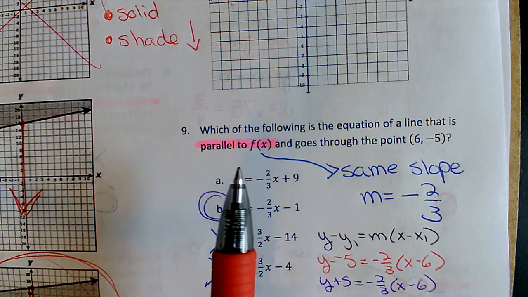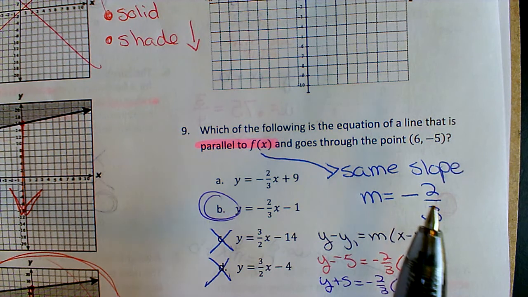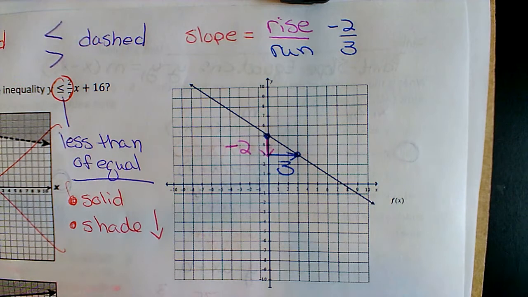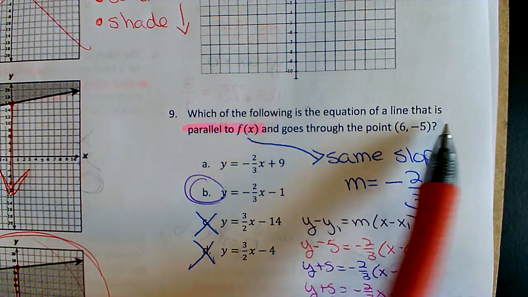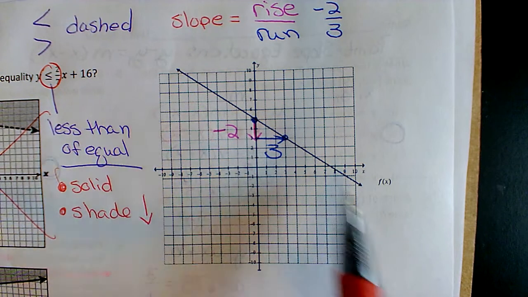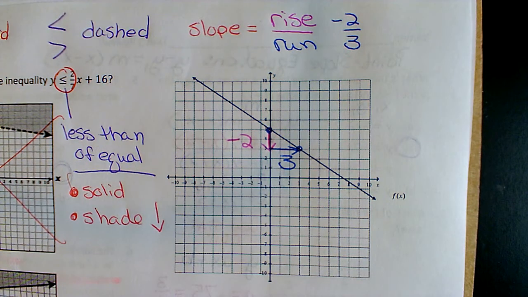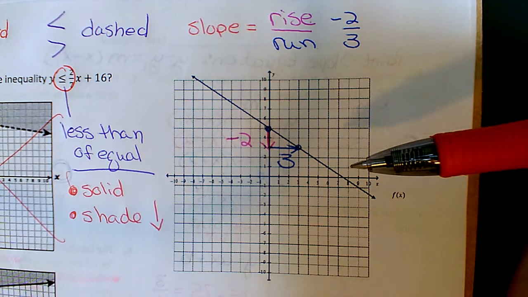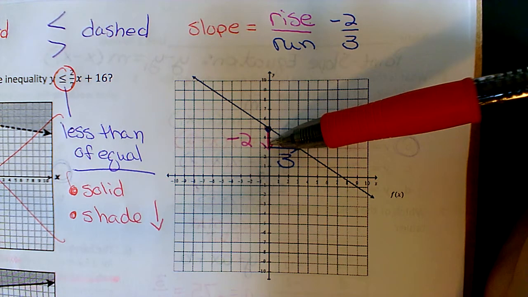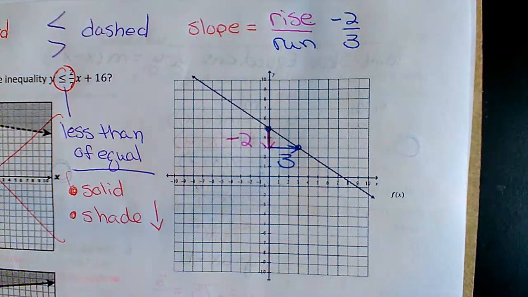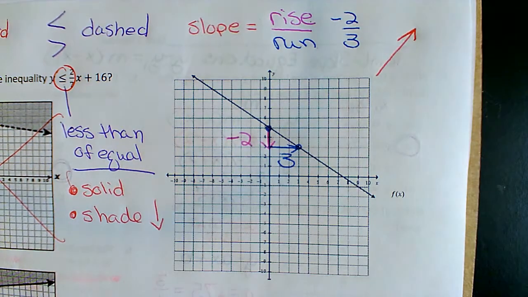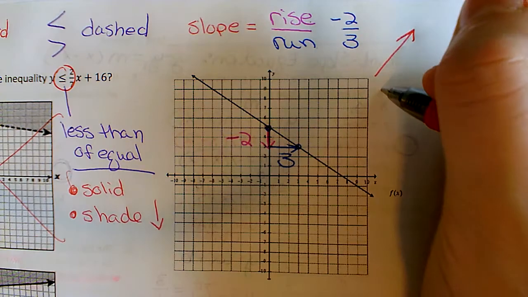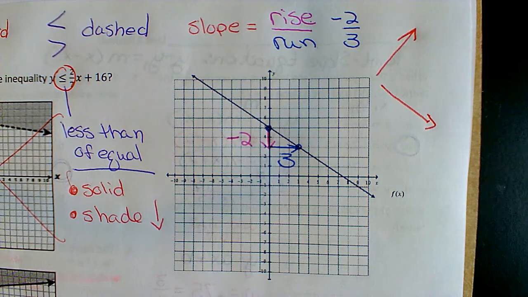Now, the last couple of problems I want to talk about, they ask us, which of the following is the equation of a line that is parallel to f of x and goes through the point 6, negative 5? Well, this line above us is labeled f of x. So they're saying which of the following is an equation of a line that's parallel to this line right here. Well, in order to figure out stuff about parallel and perpendicular, first of all, you have to know the slope. So I'm just going to count rise over run from one perfect point to another. We went down 2 units and over 3. It's negative 2/3. Remember that positive lines increase as they move and negative lines decrease as they move.